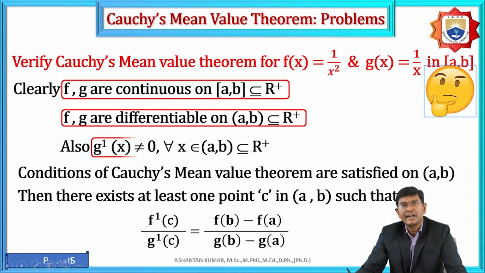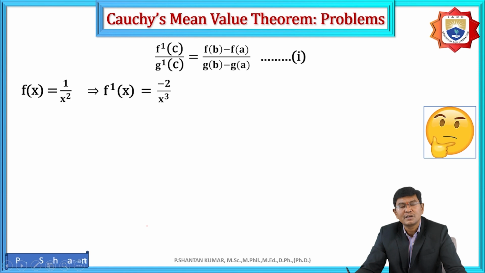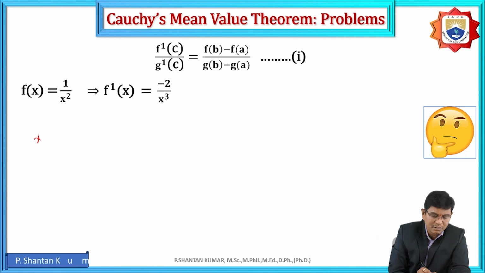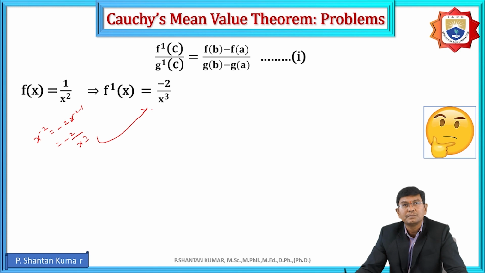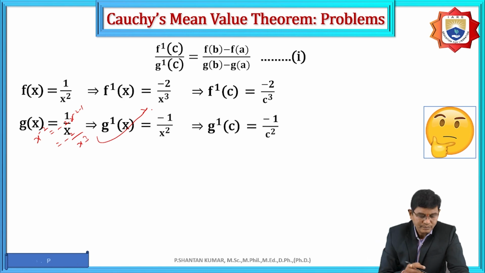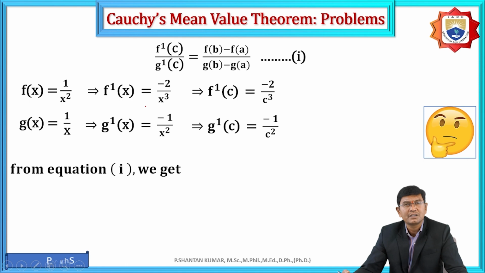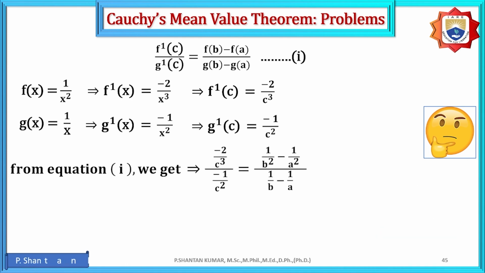Here f of x is nothing but 1 by x square, and f dash of x is nothing but minus 2 by x cube, because x power of minus 2 is nothing but minus 2 into x power of minus 2 minus 1, which is minus 2 by x cube. That only you can replace. And g dash of x means minus 1 by x square. And again, using the formulas, we can find the simplification after that.